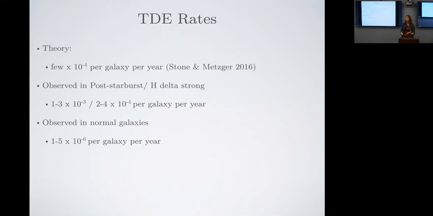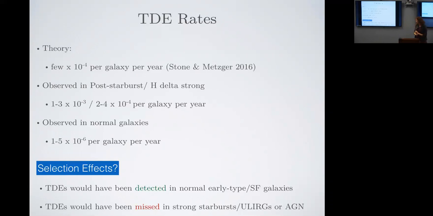So is it possible that there are selection effects that are causing what we're seeing? We shouldn't be selecting against TDEs in normal galaxies. Normal early type or star-forming galaxies have about the same amount of dust, perhaps, as the post-starbursts. They should have about the same amount of dust down to the nucleus as normal early types. So we really shouldn't be selecting against normal galaxies. However, I'll get to in a second reasons that we think might be causing this effect.